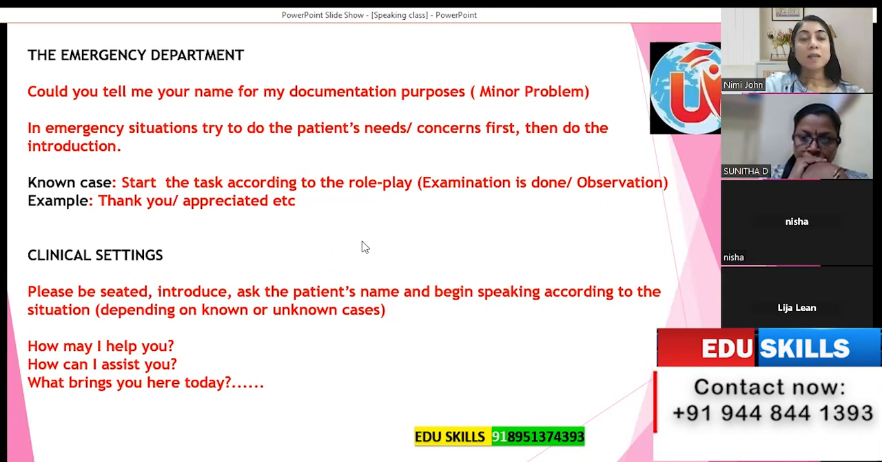Then in clinical settings, we can start according to the known or unknown case. "Please be seated," or introduce, ask the patient's name, and begin speaking according to the situation, depending on the known or unknown case. Then we can use "How may I help you?", "How can I assist you?", "What brings you here today?" according to the situation.